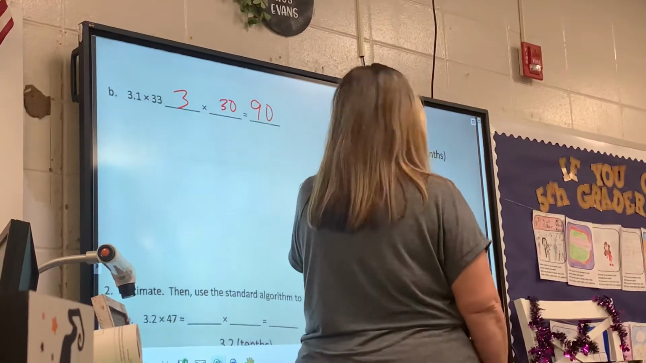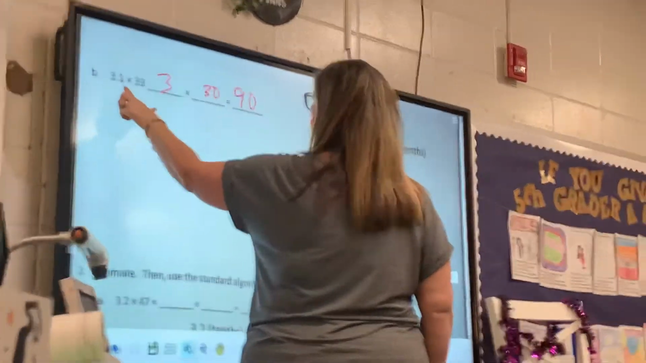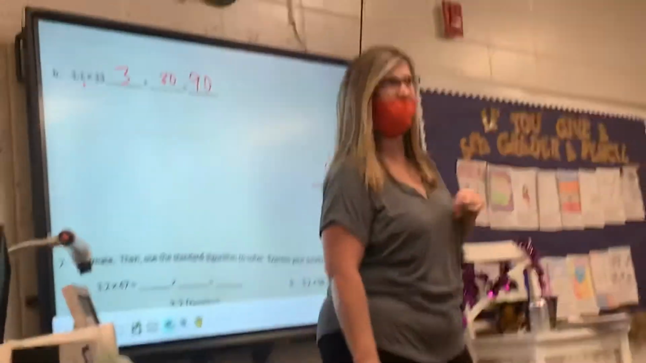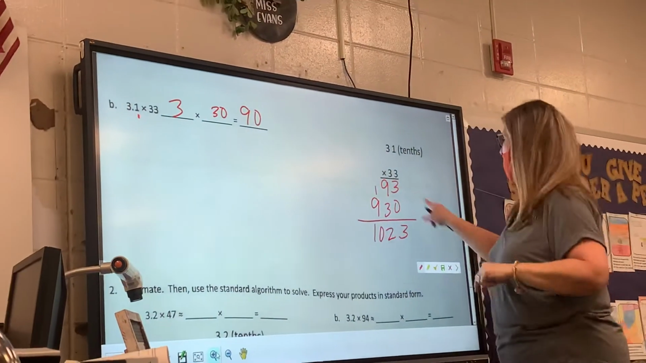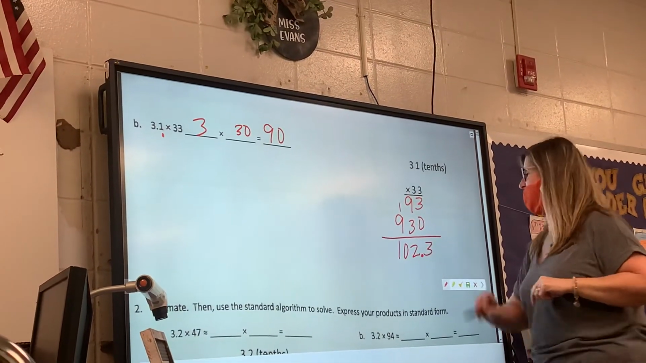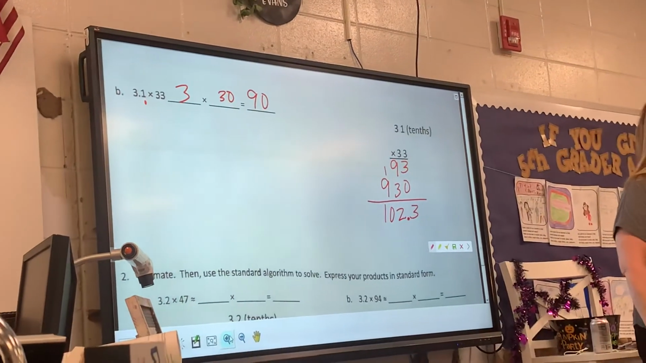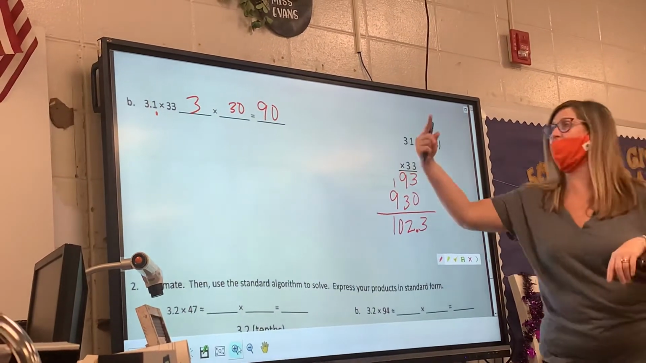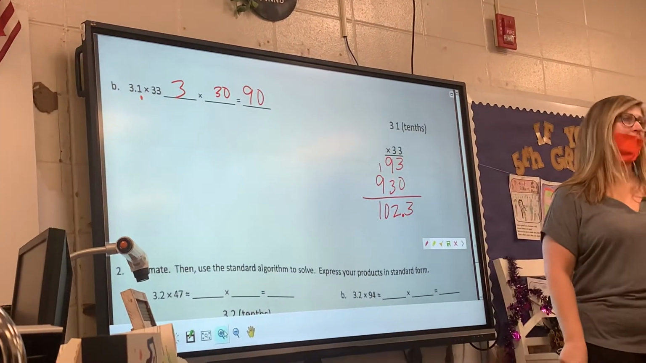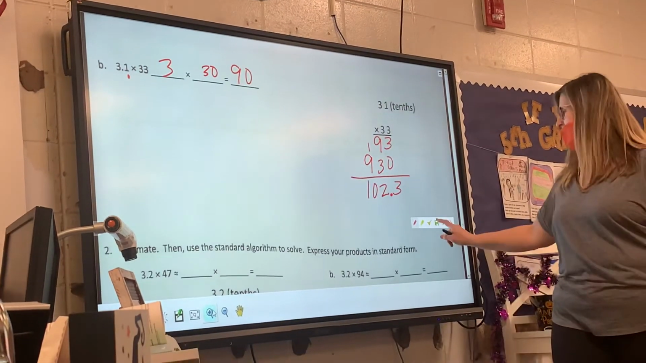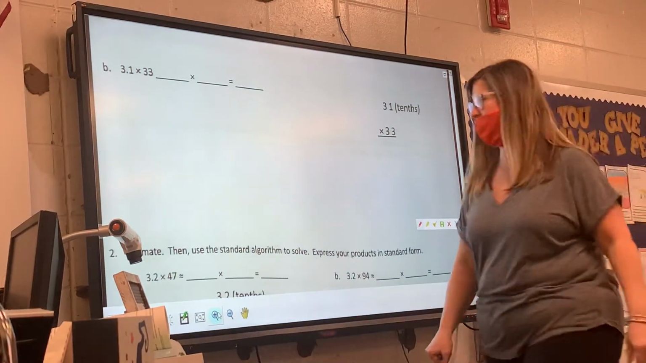What digit is it? It's a 1. The 3's to the left. So I've got to have 1 digit. So now what's my answer? 102 and 3/10. Is 90 pretty reasonable to 102? It's only 12 away. All right, go to number 2.